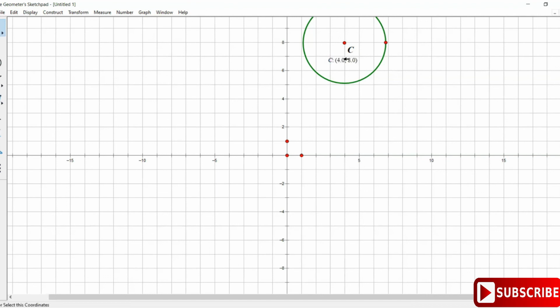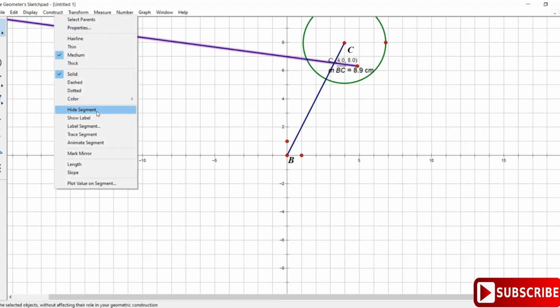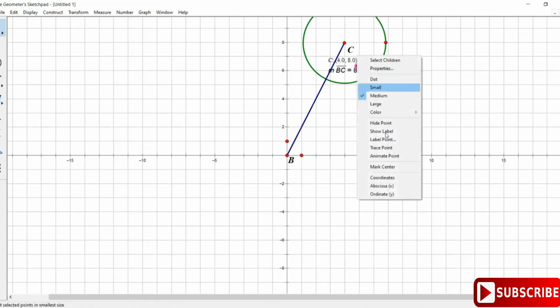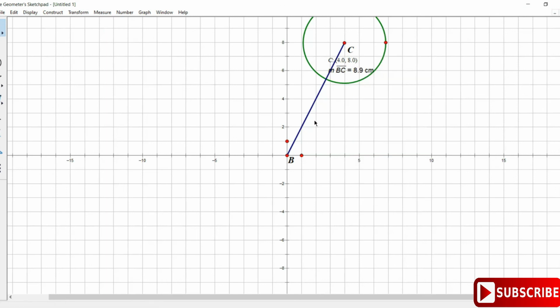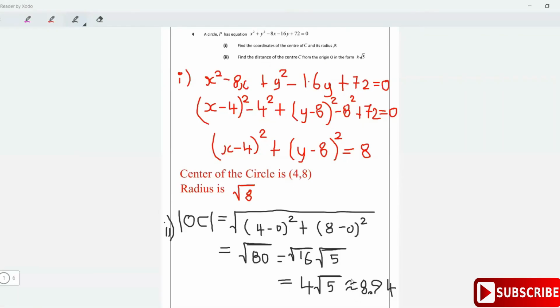And remember what we wanted to find. We wanted to find the distance from the origin to C. This is what we want. So let's measure that length. See there, 8.9. That's what we got as well. All right, so the length of this line is 8.9, which is what we got from our working.